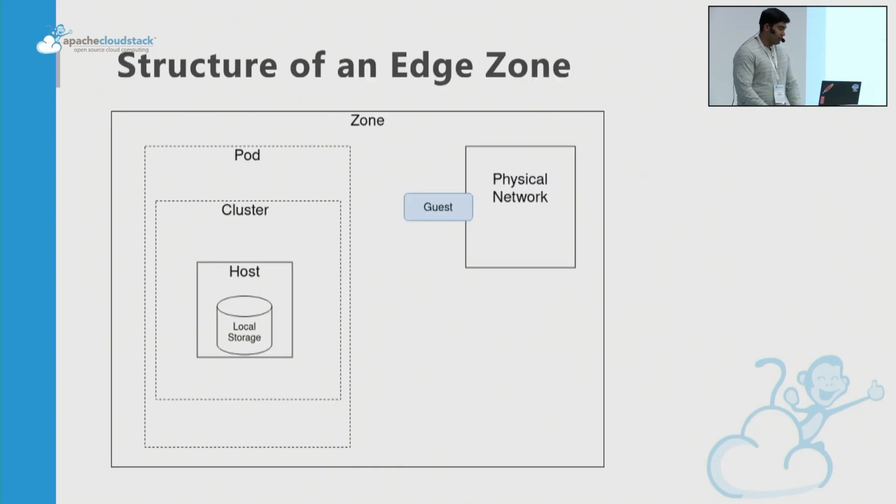Again, the structure of an edge zone: typically there would be a single host. An operator won't be needing to add cluster and pod themselves, but they will be there. CloudStack will try to automate that process. There will be a physical network for guest traffic, so that is how it would work.